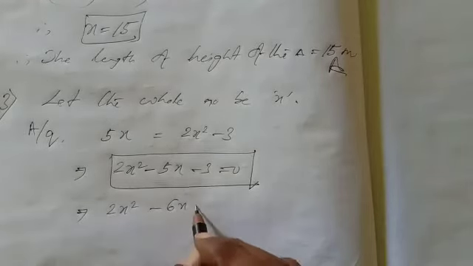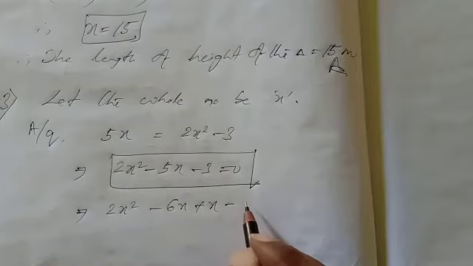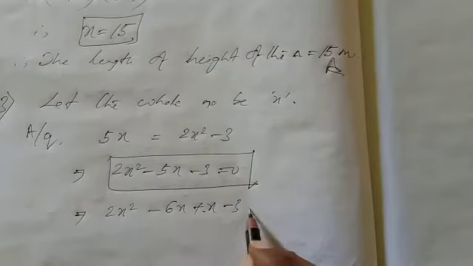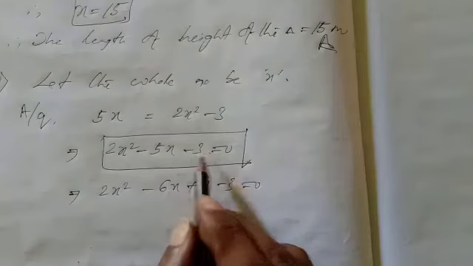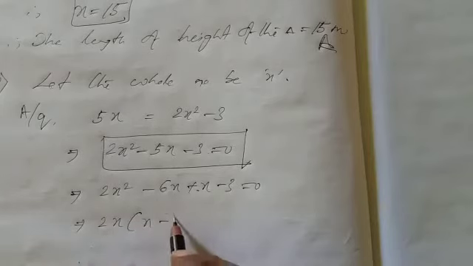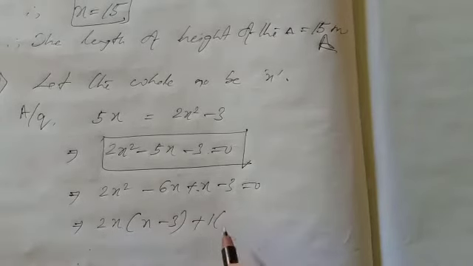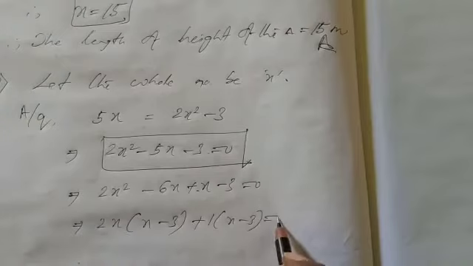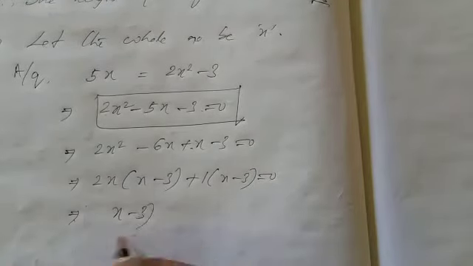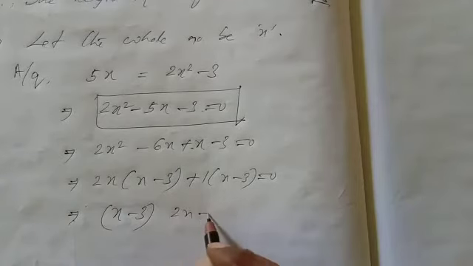Minus 6x plus x, which will give you minus 5x, and if I multiply, you will get minus 6 equal to 0. Your multiplication is 2 and minus 3, multiply minus 6, addition minus 5, minus 6 and plus 1. Take 2x common from the first two, it will be x minus 3. From the last two, take 1 common, that will be x minus 3 equal to 0. After that, x minus 3 taken outside, then this will be 2x plus 1.